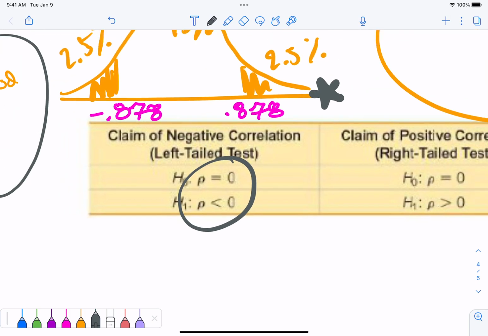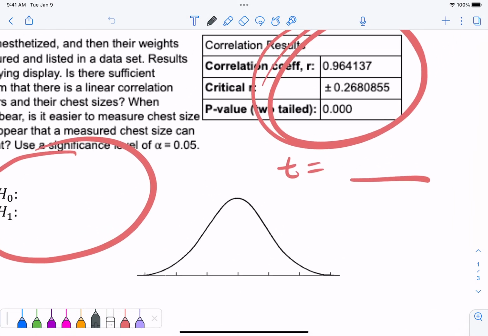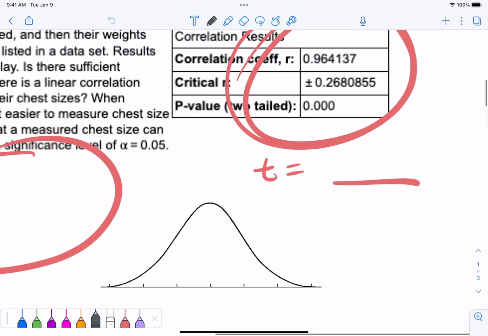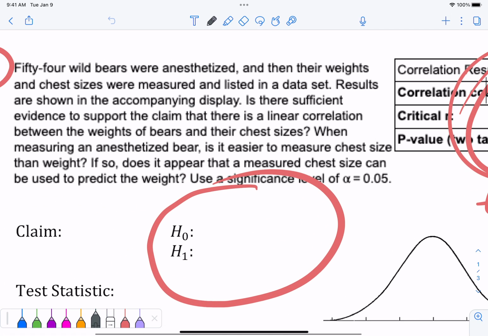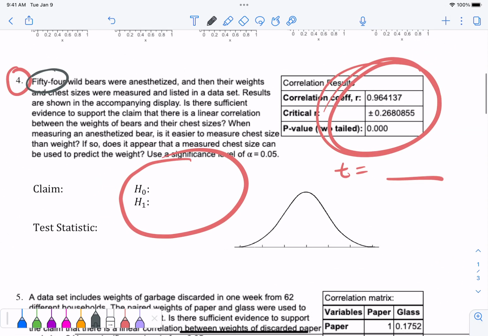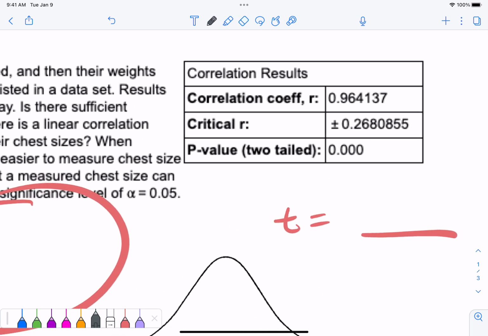So let's bump over to your homework assignment. For number 4, I told you to finish this stuff. Let's go through number 4. 54 wild bears. That means N is 54. You had to kind of search for that. They give you all the information you need in the next couple problems, though you'll have to calculate it yourself.